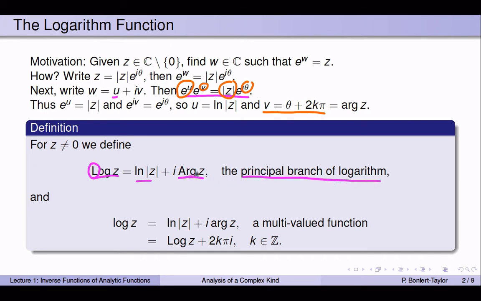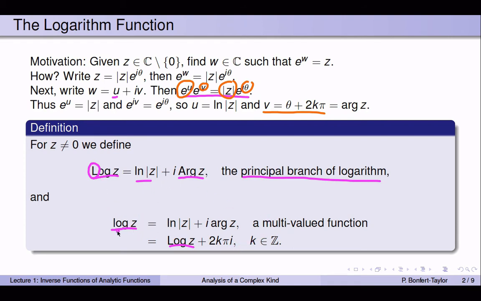Remember, I told you we have many choices for the argument of z. If we choose the principal argument of z, then we get the principal branch of logarithm, and it's defined as the natural log of the absolute value of z plus i times uppercase argument of z. Furthermore, lowercase logarithm of z is ln absolute value of z plus i times argument of z, with lowercase argument, is a multi-valued function. It allows all possible values for the argument, and it can be obtained from uppercase argument of z by just adding a multiple of 2 pi i.